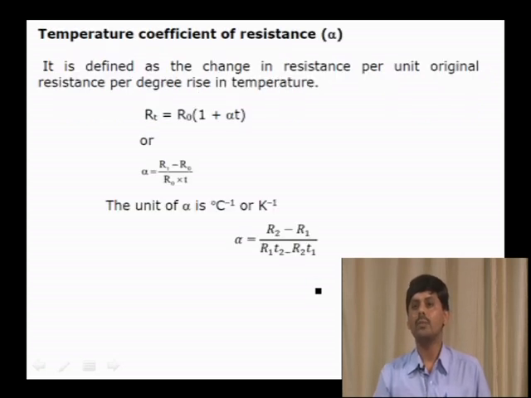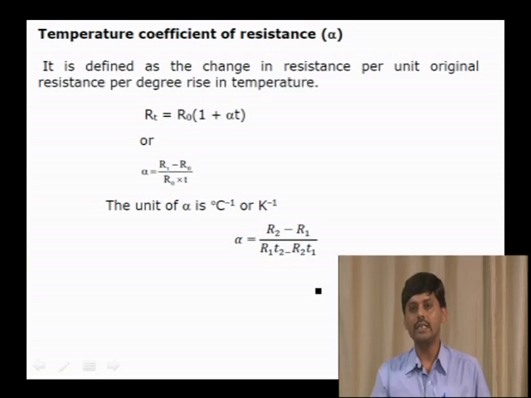Next, the temperature coefficient of resistance of a conductor. It is defined as the change in resistance per unit original resistance per unit rise in temperature. The variation of resistance with temperature is given by the equation R_T is equal to R naught into (1 plus alpha T). Rearranging, we get alpha is equal to (R_T minus R naught) divided by (R naught into T). That is, alpha is the change in resistance divided by the resistance at 0 degrees into the unit rise in temperature. The SI unit of alpha is per degree Celsius or per Kelvin.